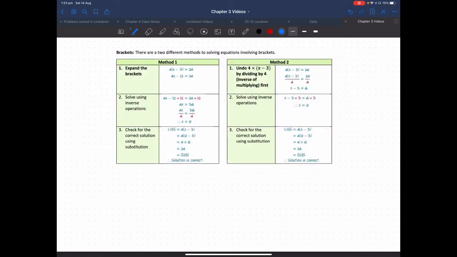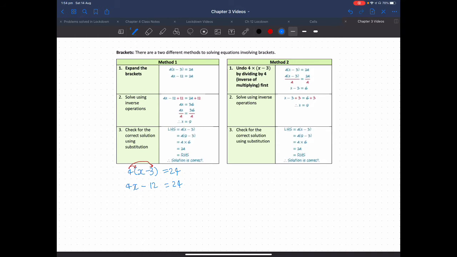Here we have an example, and this example is done in 2 ways. 4 times x minus 3 equals 24. One way to do this problem is to multiply the brackets out first. To do that, we go 4 times x, which is 4x, minus 4 times the 3, which is 12, equals 24.